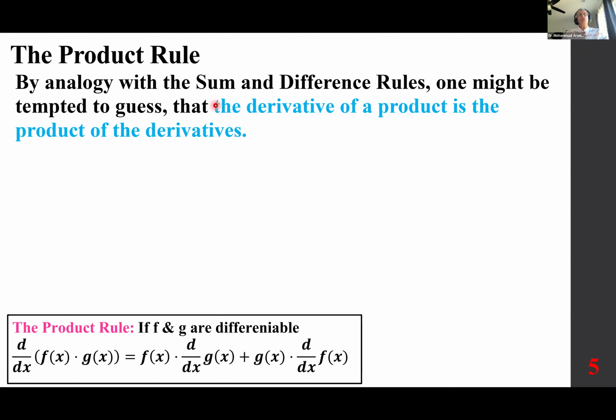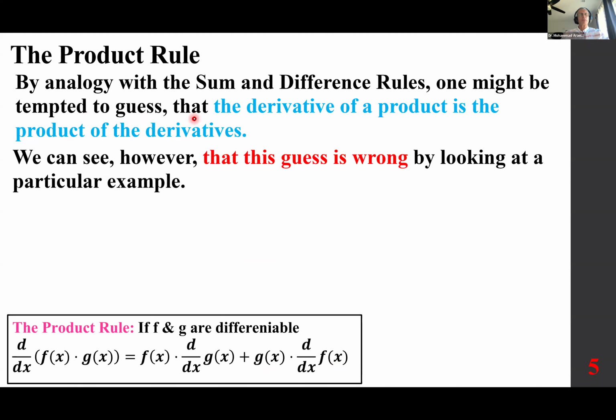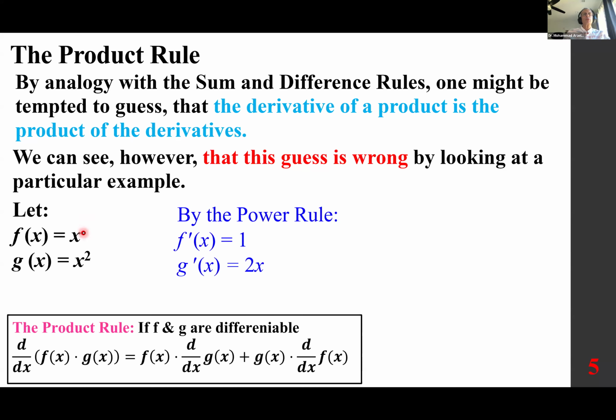So by analogy with the sum and difference rules, one might be tempted to guess that the derivative of a product is the product of the derivatives. We can see, however, that this case is wrong by looking at a particular example. For example, if f of x is x and g of x is x squared, we know that by the power rule, the derivative here is 1, the derivative is 2x. If we multiply these two, we get x cubed, and we know the derivative is 3x squared.